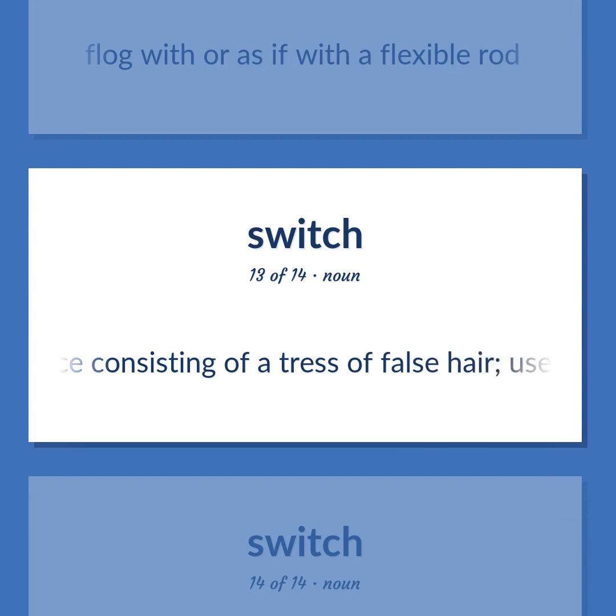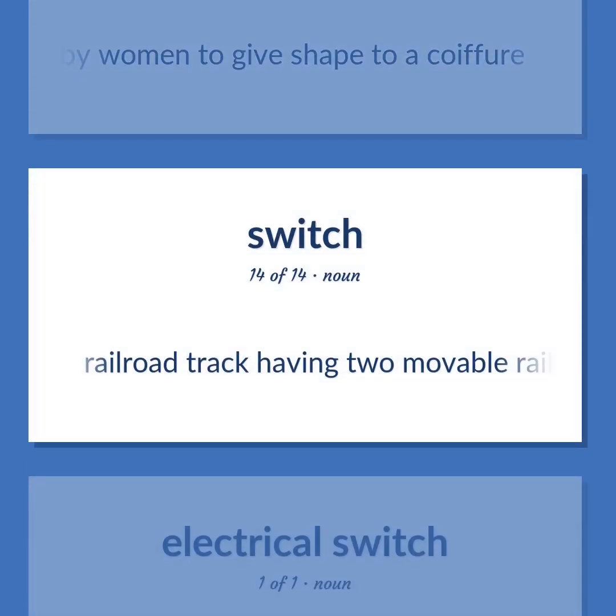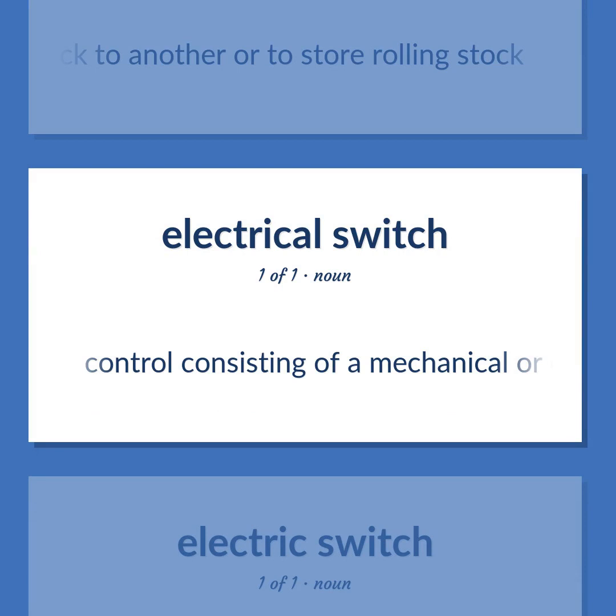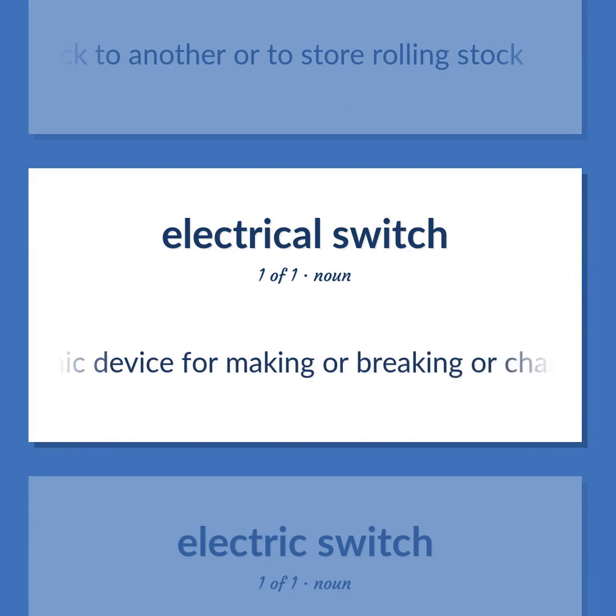Hairpiece consisting of a tress of false hair, used by women to give shape to a coiffure. Railroad track having two movable rails and necessary connections, used to turn a train from one track to another or to store rolling stock. Control consisting of a mechanical or electrical or electronic device for making or breaking or changing the connections in a circuit.